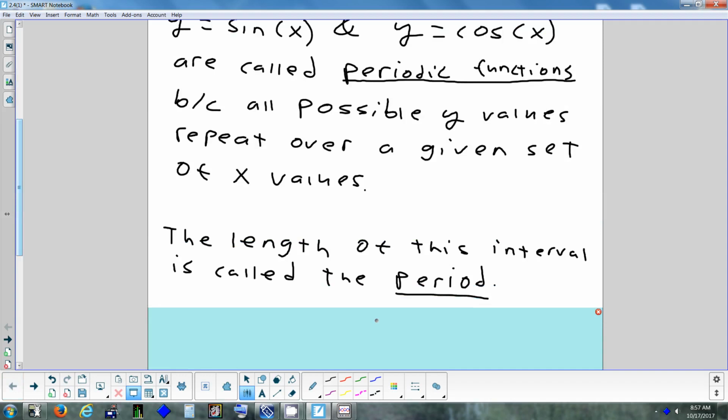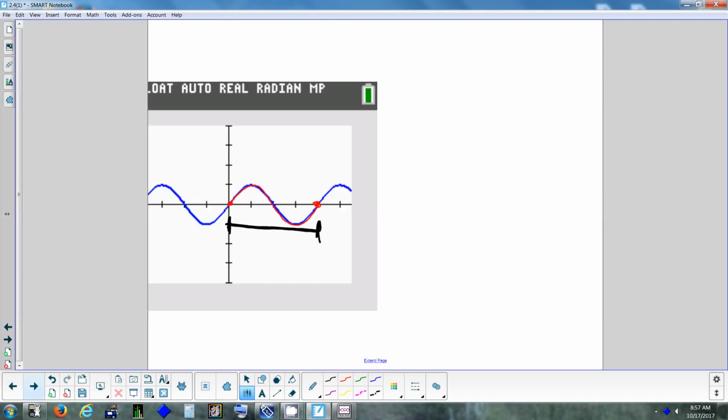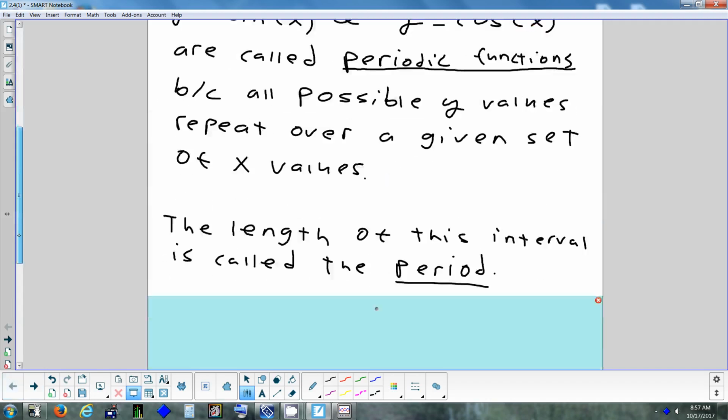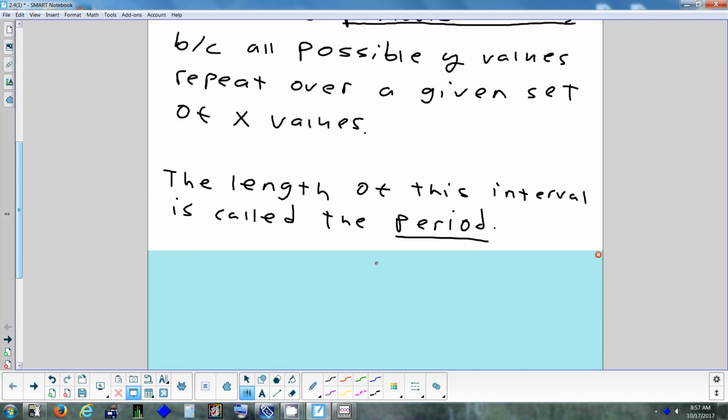So the length of that interval that I drew right here in black, the amount of time that it takes before it's going to repeat, that's called the period of the function. And when we draw our function, we can mess around with the period.